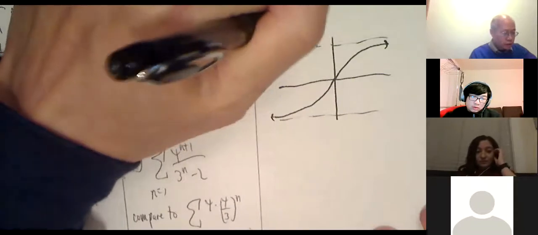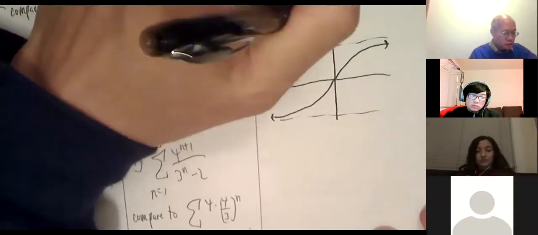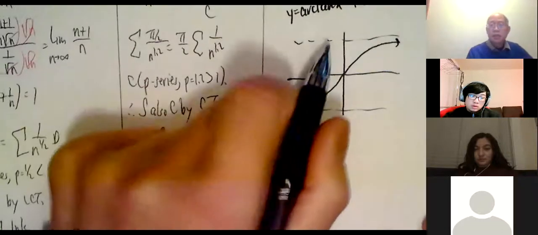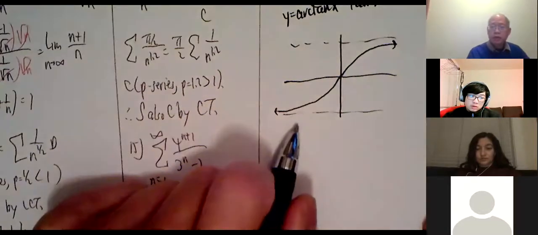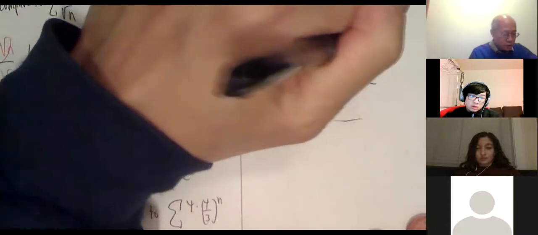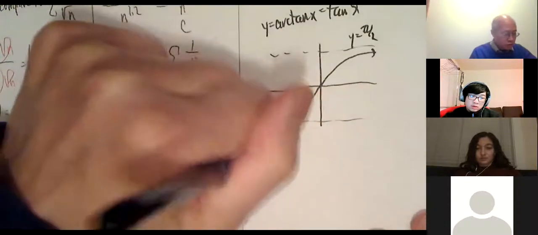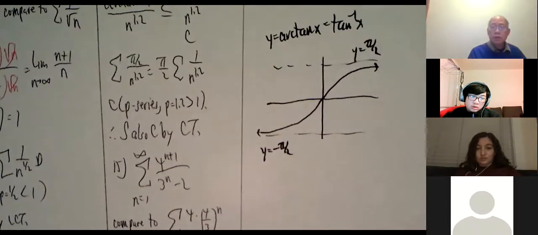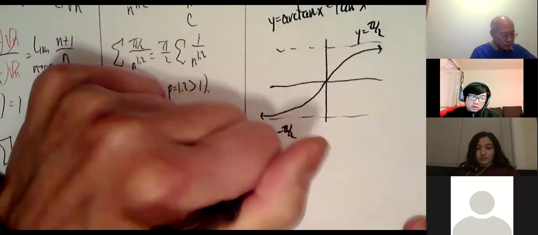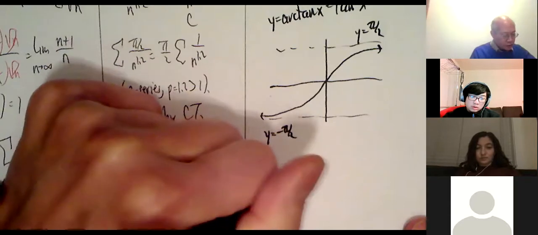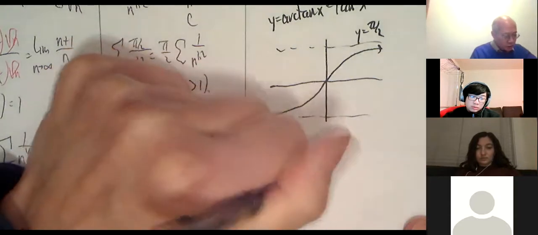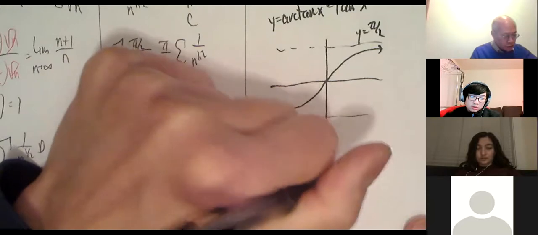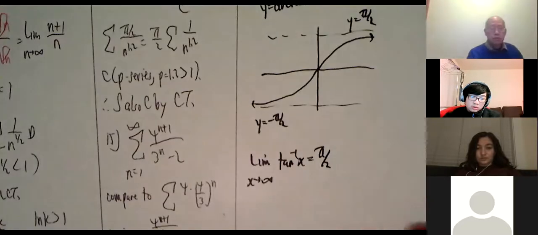y equals arctan x, which can also be written as inverse tangent of x. This is y equals pi over 2. This is y equals negative pi over 2. In other words, the limit as x approaches infinity of inverse tangent of x is pi over 2.